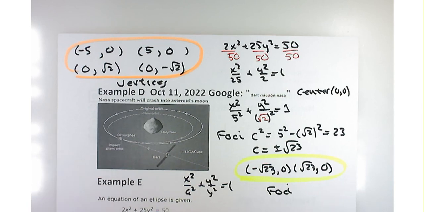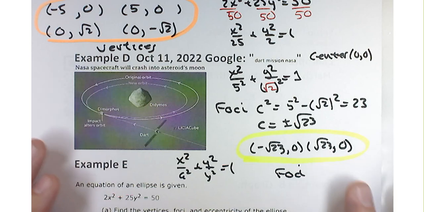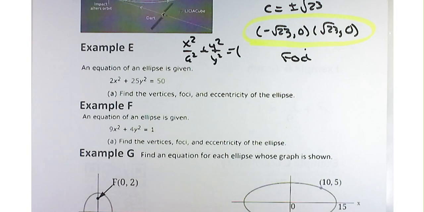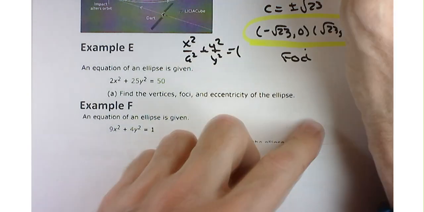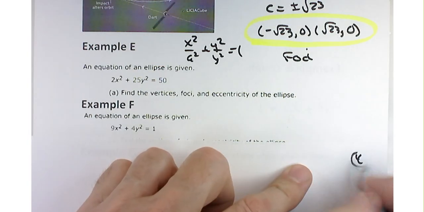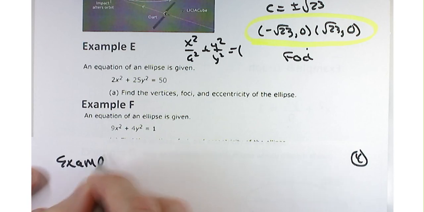But the big thing that I keep on coming back to is that you need to put it in this form in order to graph it. So let's move down to this next one, example F. I'm going to spill over onto a new sheet for example F. Just not going to have quite enough room here.